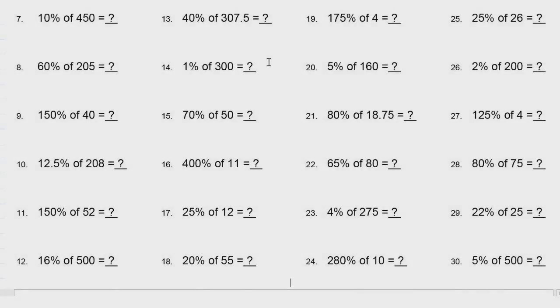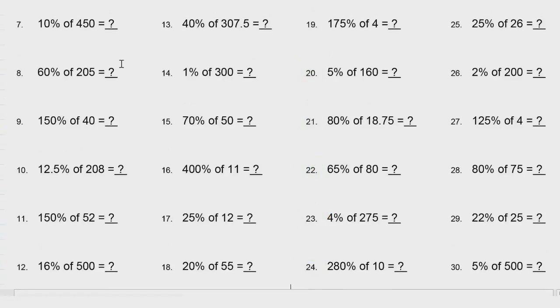Welcome back. You were supposed to do problems 19, 20, 21, 22, 23, 24 on your own. By the way, remember when you're shading in, if you picked odds, you're only shading in the odd problems. If you did even, you're going to be shading in the even problems. Let's take a look at problem number 19.